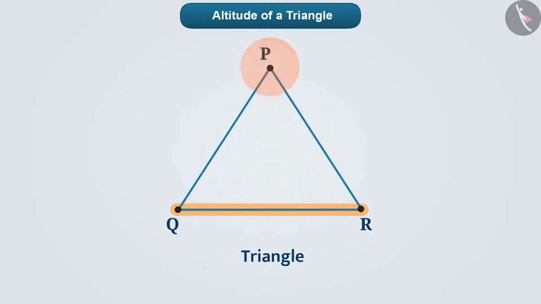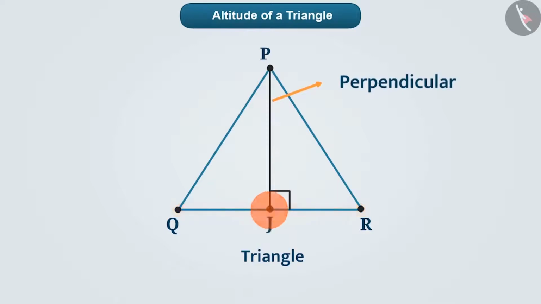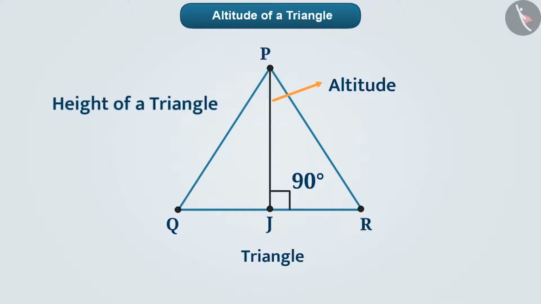From the vertex P, to find the height of a triangle, we draw a perpendicular to its opposite side QR, which intersects the side QR at point J. A perpendicular drawn from a vertex to its opposite side is called an altitude of the triangle. Here, line segment PJ is an altitude of the triangle PQR that forms a right angle on the side QR. This gives us the distance between the vertex and its opposite side, that is, the height of a triangle. Now let's learn the method of making altitudes.